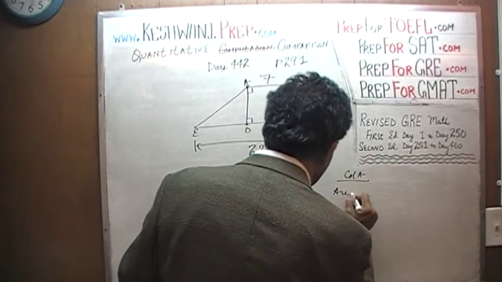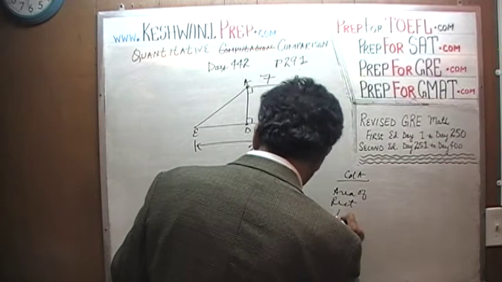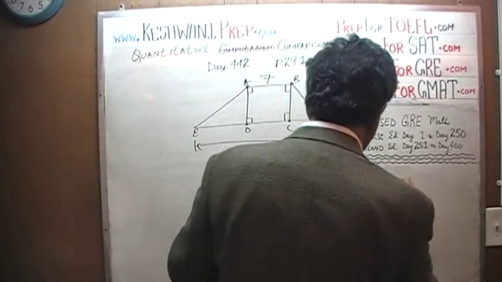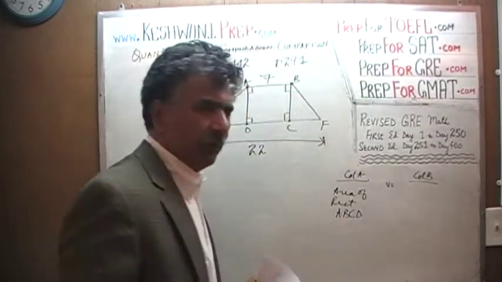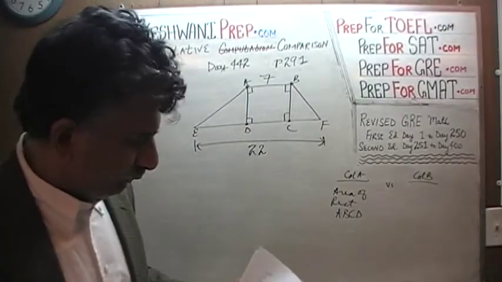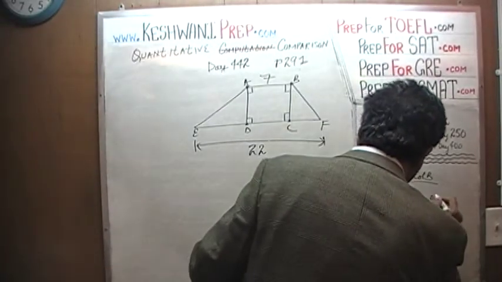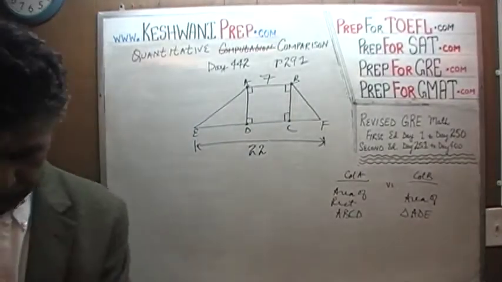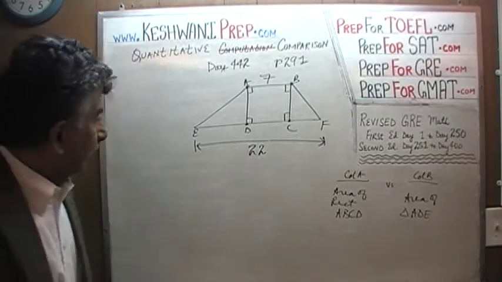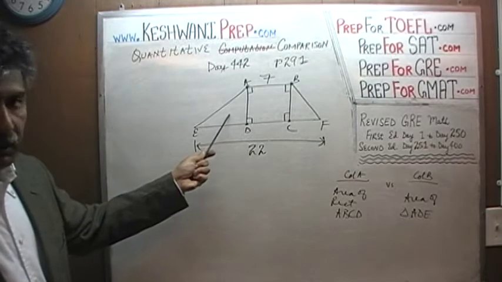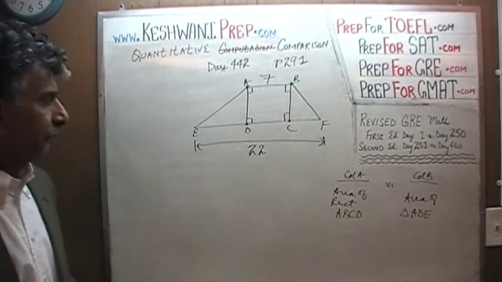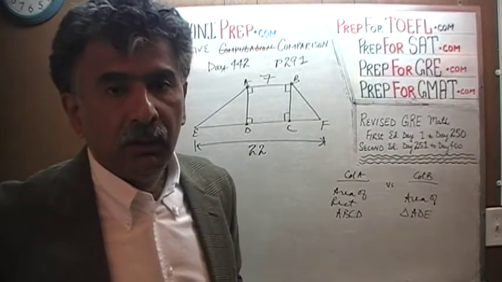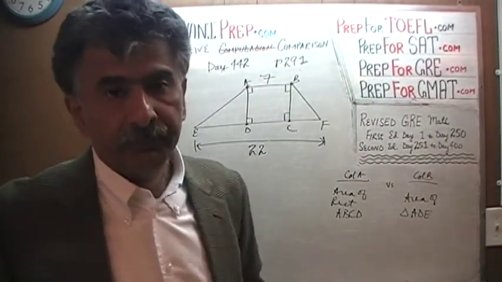In column A, we are asked to find the area of rectangle ABCD versus column B, the area of the triangle ADE. Let's see where ADE is. ADE, this triangle right here, versus the area of the rectangle. That is a rectangle, it's not a square. Pause the video. It's a rectangle, not a square, because they tell us that.